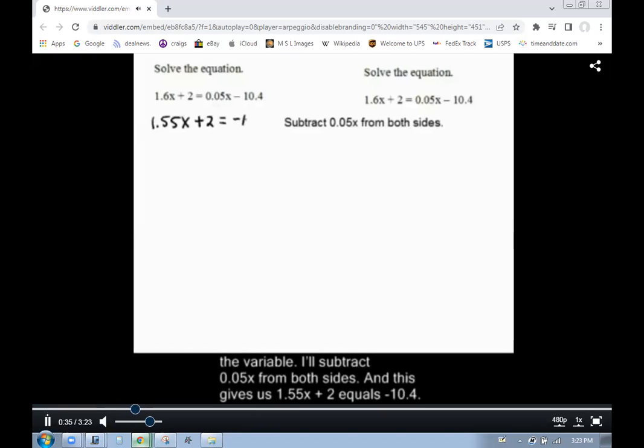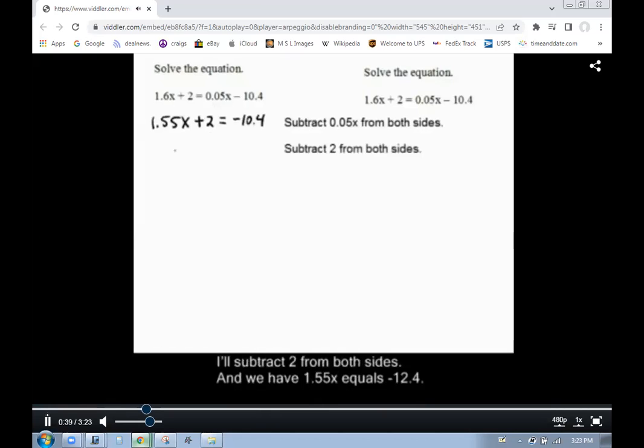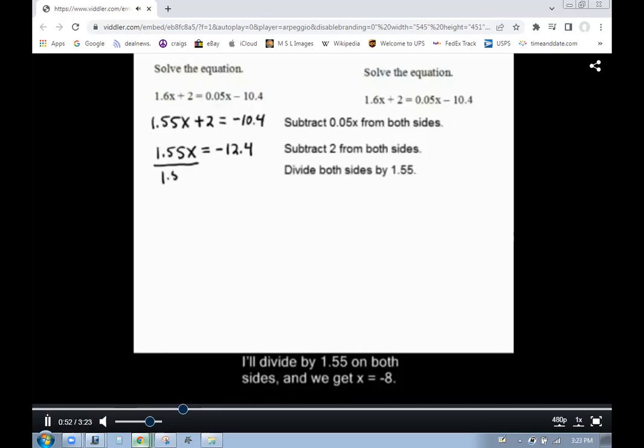equals negative 10.4. I'll subtract 2 from both sides, and we have 1.55x equals negative 12.4. I'll divide by 1.55 on both sides, and we get x equals negative 8.